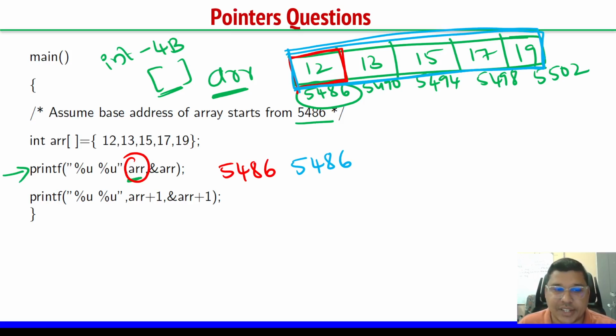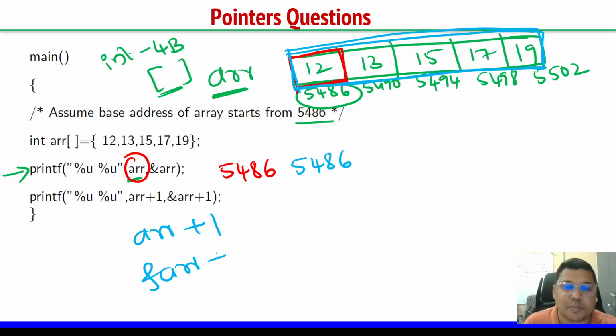It is 5486. Now, can you guess the second output? Tell what is the second printf statement output. Please respond, please be interactive, please guess what is the output of second printf. What is the output of ARR plus 1? What is this ARR plus 1 and ampersand ARR plus 1? Can you guess these both outputs? 5490, 5494, 5490.